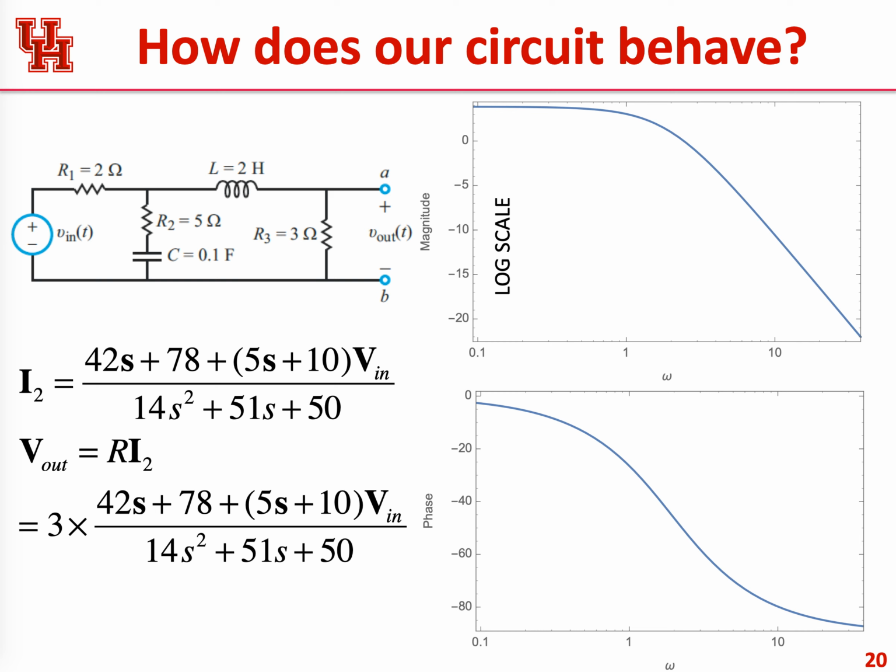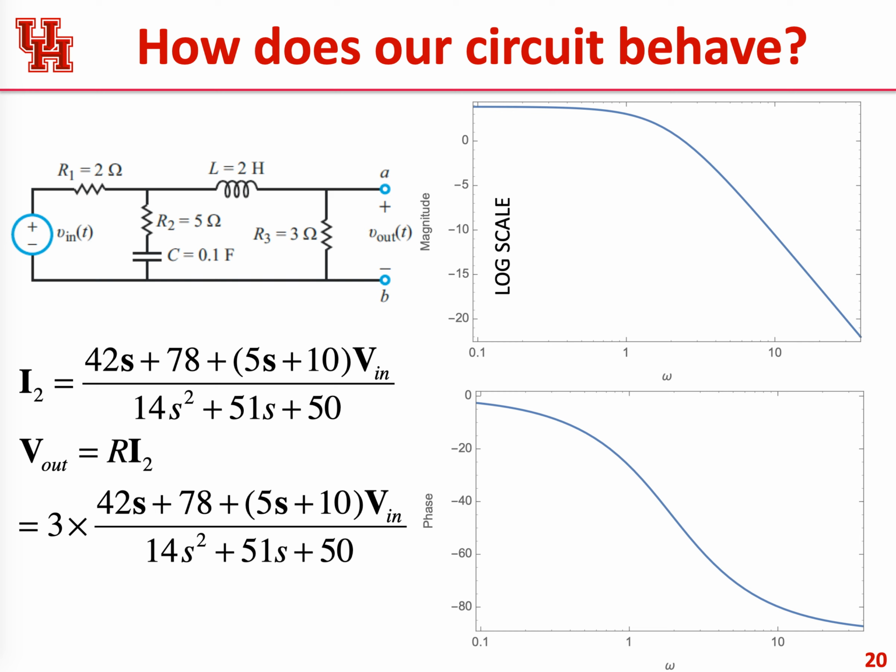Sorry, 78 is going to go away. So 3 times, this term will go away, this term will go away, it's going to be 150 divided by 14s. This is problematic. Then s squared is 0, 51s over 14 is 0, and then it's going to be 15 over 14, right? So this is also going to start to blow up on us as s becomes very, very small.